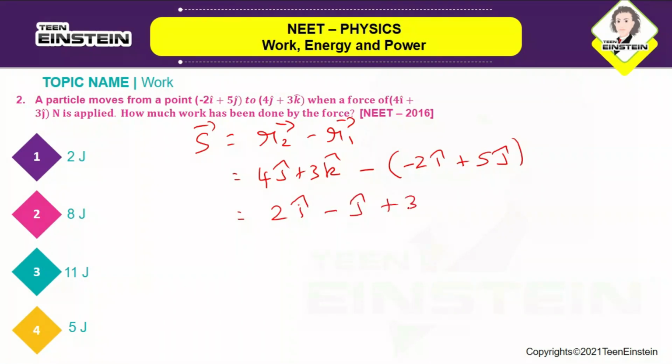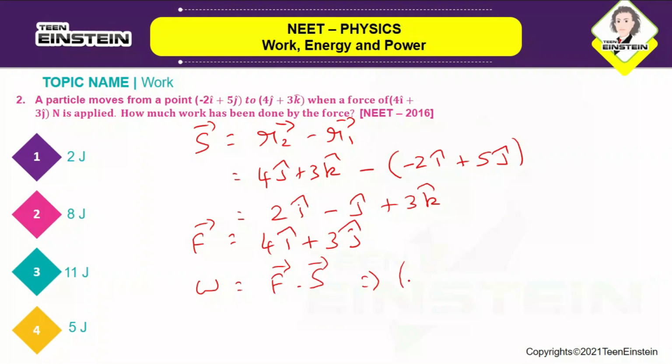plus 3k. Now they have told us that the force applied F is equal to 4i plus 3j. So you know that the work done is equal to force into displacement. So F into S, so it will become (4i plus 3j) into (2i minus j plus 3k).